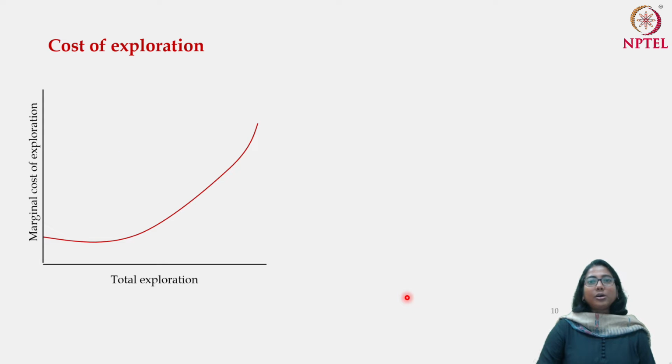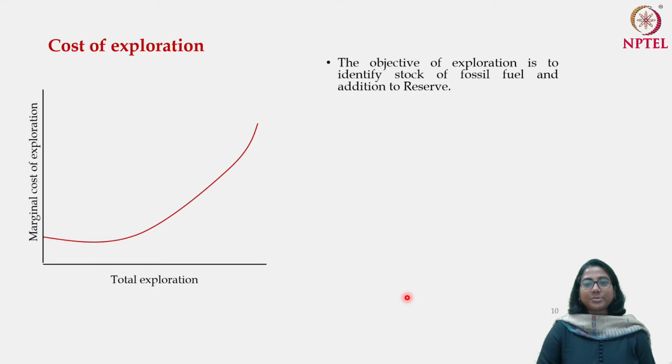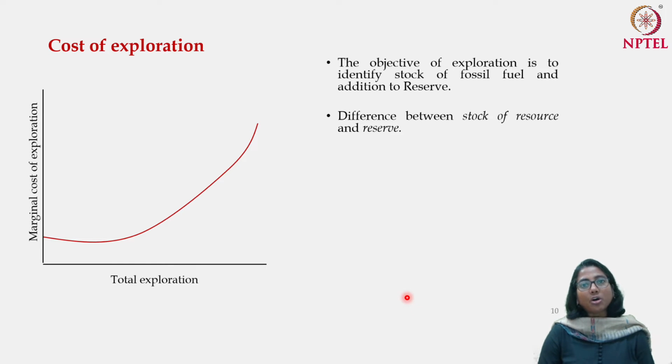So starting with the cost of exploration. That is the first stage of the production of fossil fuel. So what is exploration? The objective of exploration is to identify the stock of fossil fuel and to add it to the reserve. Now here you see there are two things that we are talking about. One is the stock of resource and the other is the reserve. Now, stock of resource is not equal to the stock of reserve.